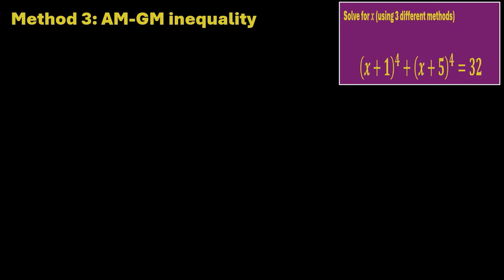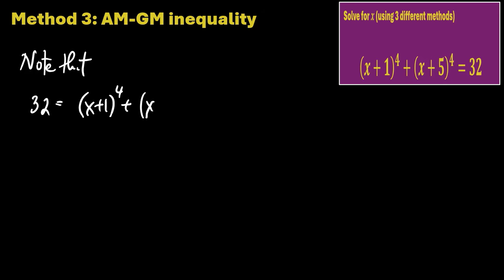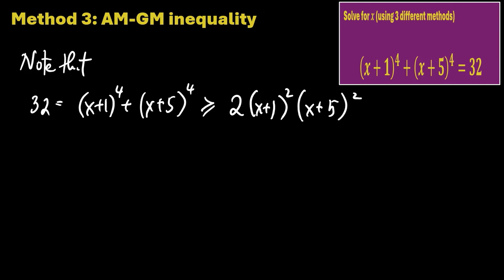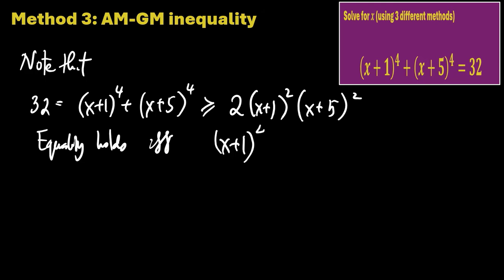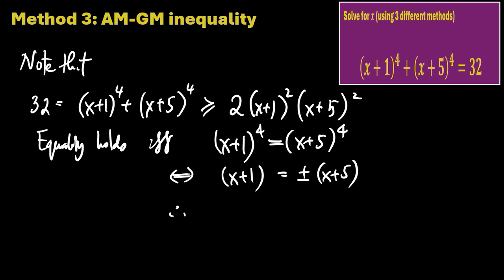Last but not least, we use the AM-GM inequality. Note that 32 equals (x+1)^4 plus (x+5)^4. Using AM-GM, this is greater than or equal to 2(x+1)^2(x+5)^2. Equality holds if and only if (x+1)^4 equals (x+5)^4, which means that x+1 equals plus or minus (x+5). Therefore, x+1 equals x+5.